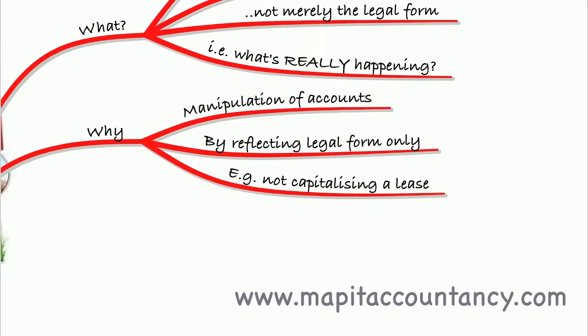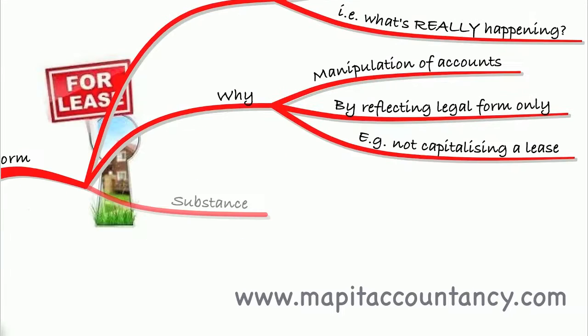They may have a document that says that a lease is an operating lease, when in actual fact, the legal ownership of the asset transfers at the end of the lease, making it actually a finance lease that should be capitalised. Well, regardless of what the legal document says, it needs to be treated as a finance lease, i.e. the substance over the form of the transaction.